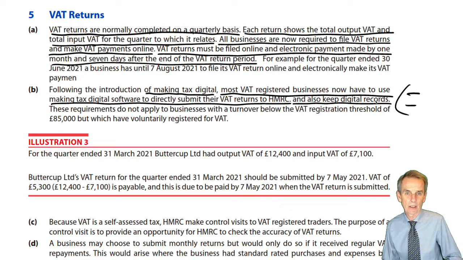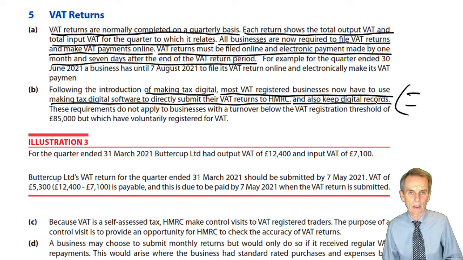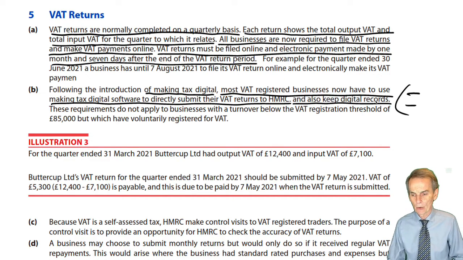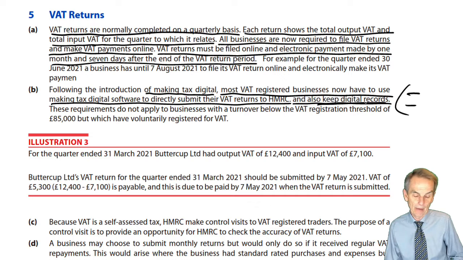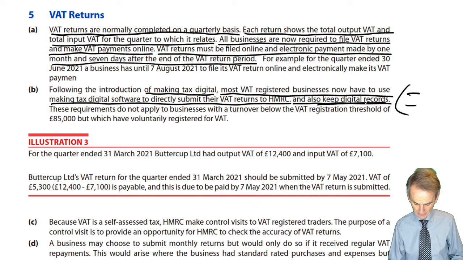Again, there may be various compliance checks that take place at different points in time, whereby HMRC may make a little visit to a trader's premises and ask to see the backup. And that backup now would be maintaining digital records to back up the VAT return. VAT returns, again, are self-assessment. So every now and again, HMRC may come a-calling and ask to see the basis of the VAT return that they have received.